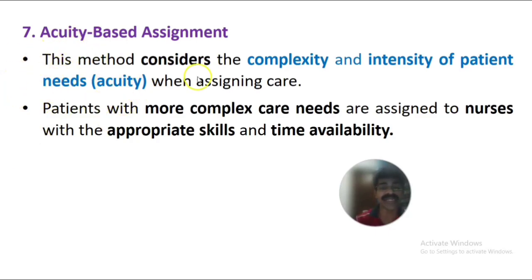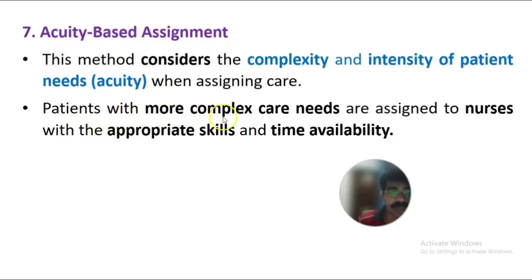So this method considers the complexity and intensity of the patient needs. Sometimes a patient will be complicated, so they need complicated nursing care. Sometimes a patient may need only simple nursing care, but here we give importance to the intensity of the patient problems or needs and the complexity of the patient needs. According to that we assign, and that is called acuity-based assignment.